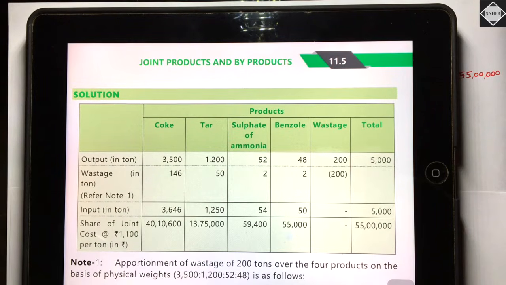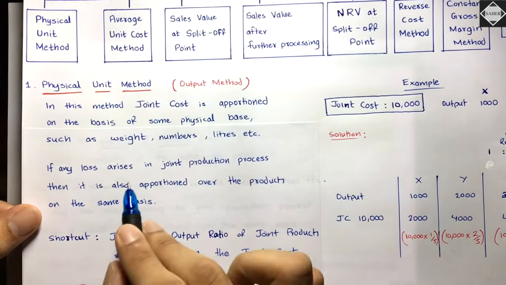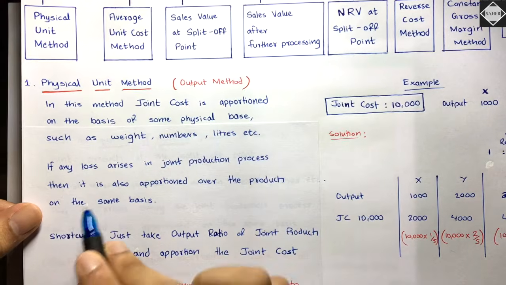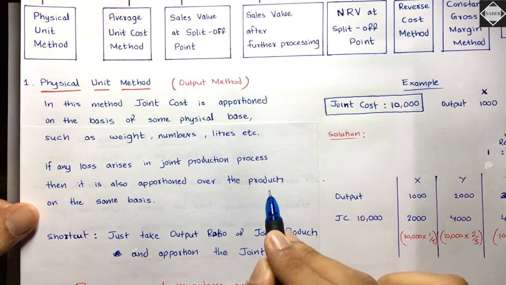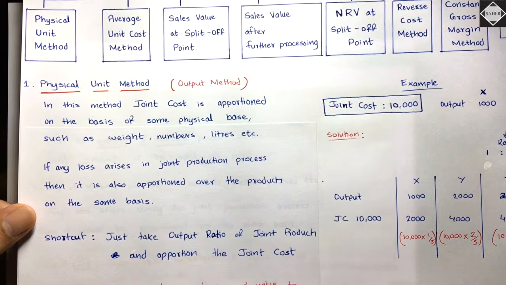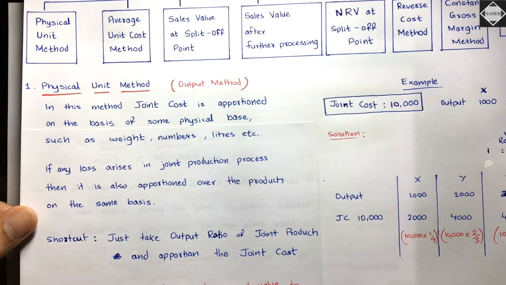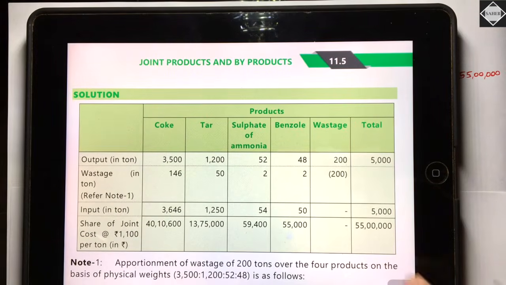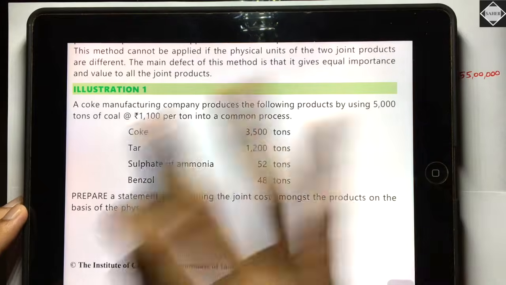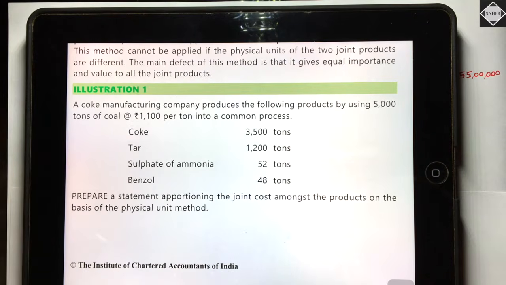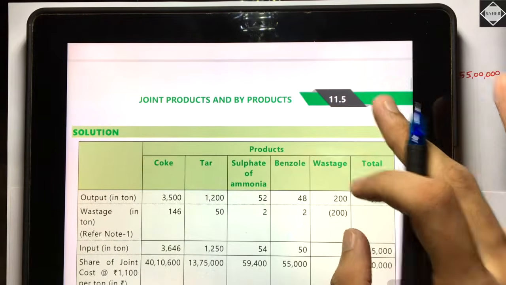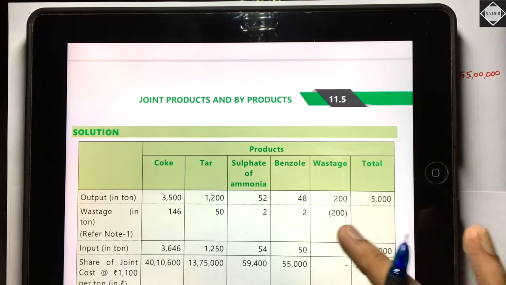They can do that. See here in the theory, in the material you will find it is written, if any loss arises in joint production process, then it is also apportioned over the products on the same basis. The method says that you have to apportion it to the products. Okay, on which basis? On the physical basis only. So what is the physical base you have right now, the number base at this stage? What is the physical base you have of each product? Of course, the output ratio you have. So in the output ratio, they have apportioned the losses, the wastage.